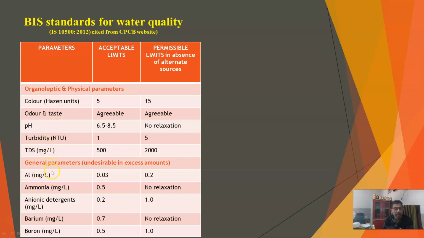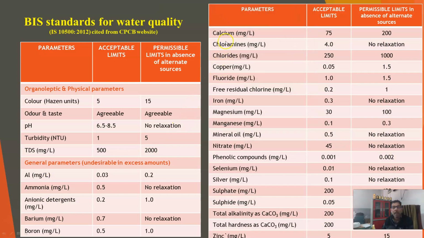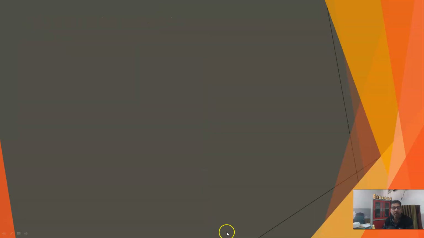Then general parameters where we take aluminum, ammonia, anionic detergents, barium, boron, and similarly calcium, chloramines, chlorides, copper, fluorides, free residual chlorine, iron, magnesium, manganese, mineral oil, nitrates, phenolic compounds, selenium, silver, sulfate, sulfides, total alkalinity as calcium carbonate, total hardness as calcium carbonate. Then we take zinc.